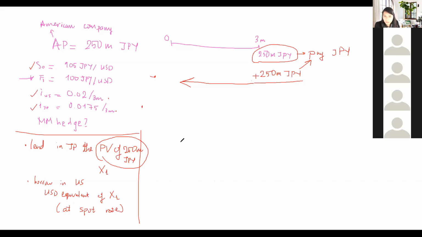Okay, so let's see how that panned out. In this exercise, I'm going to conduct the cash flow analysis as well as show you the final cost of the money market hedge. So here in the first step, I'm going to be borrowing in the US 2,380,952.38 dollars.